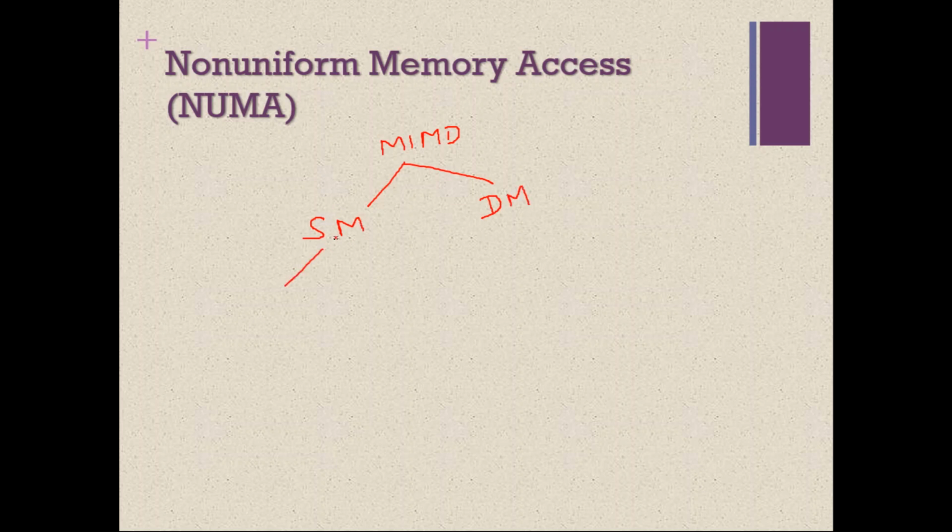With shared memory, we have two options. One is SMP, symmetric multiprocessors, which we have discussed. The other one is NUMA, non-uniform memory access multiprocessors. That is what we are going to discuss in this lecture. And under distributed memory, we have clusters, which we have already discussed. This is the brief introduction, which just shows where we are in the course.